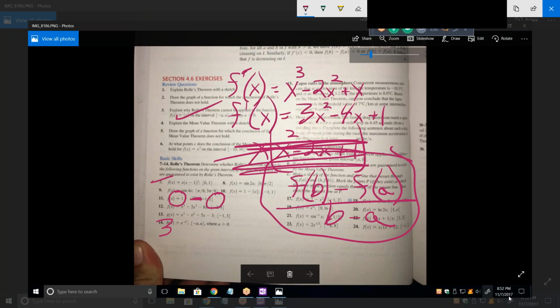So I'm setting 3x squared minus 4x plus 1 equals 0. That factors into 3x minus 1 times x minus 1, which means x can be either 1 or x can be 1/3. At either spot, your tangent line is flat.